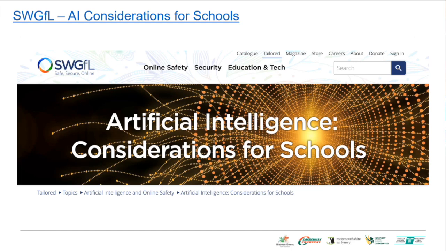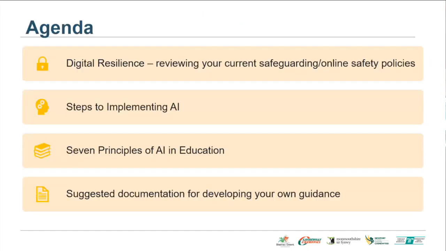So lots and lots of information there about developing guidance. And I'm hoping as part of that session, we've covered off the 4 key things we were looking at, just ensuring our 360 Safe policies are up to date. We've considered then how we can implement AI in 3 simple steps, those 7 principles of AI and those being there to guide us in our use, and then some suggested documentation for you to consider following today's session.